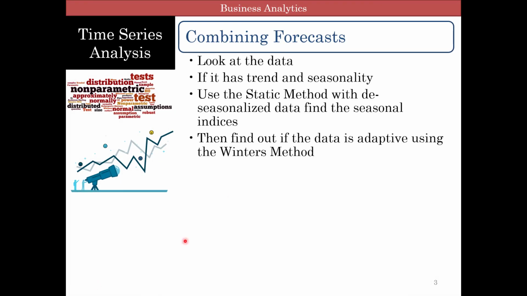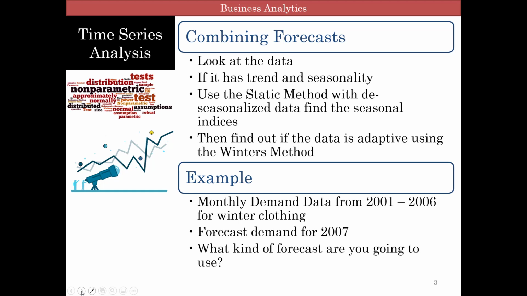So what we are doing is we are looking at the data. We're going to see whether we have trend or seasonality. Then we're going to use the static method with deseasonalized data to find the seasonal indices. This is going to be our initial values, initialization. We're going to use that, and then we're going to use the Winters method to see if our data is adaptive, whether trend, seasonality, or level is adaptive.